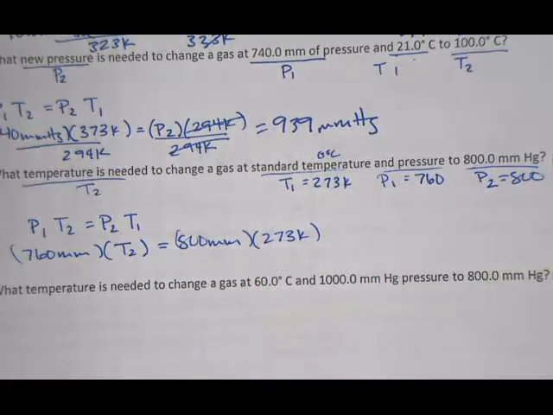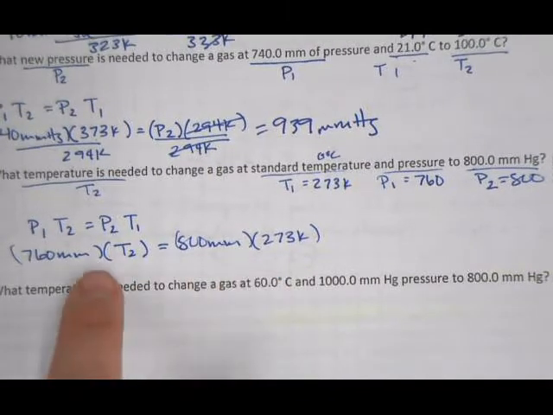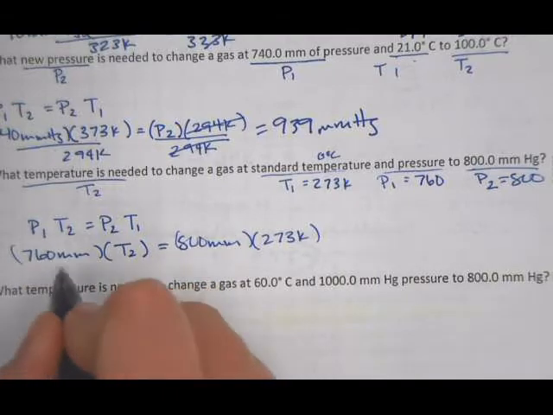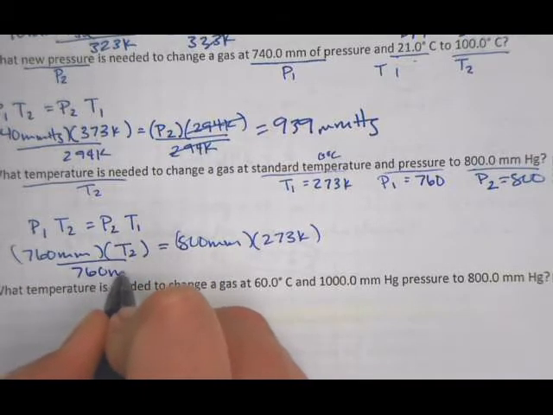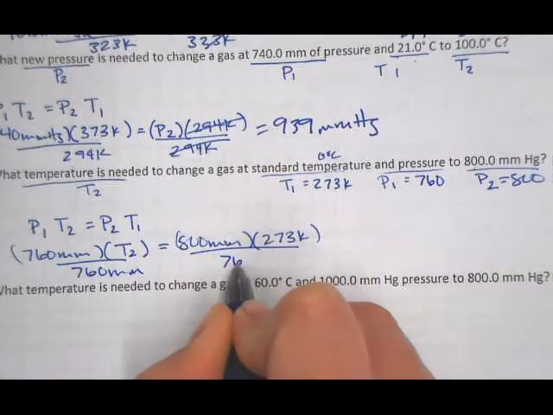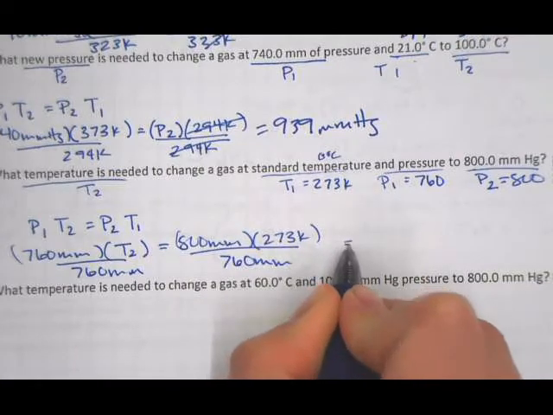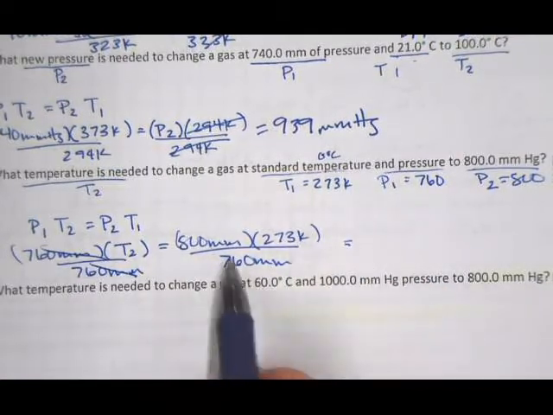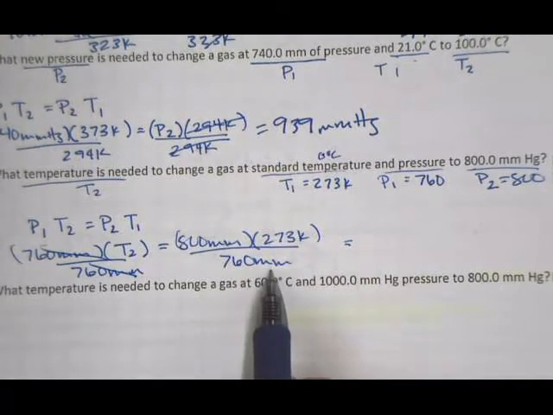So now that you have everything substituted in, it's the same thing. We all have 3 out of the 4 variables. This time I'm looking for temperature 2. Since I'm multiplying by 760, I need to divide both sides by 760. So this cancels. And so I now have 800 times 273 over 760.